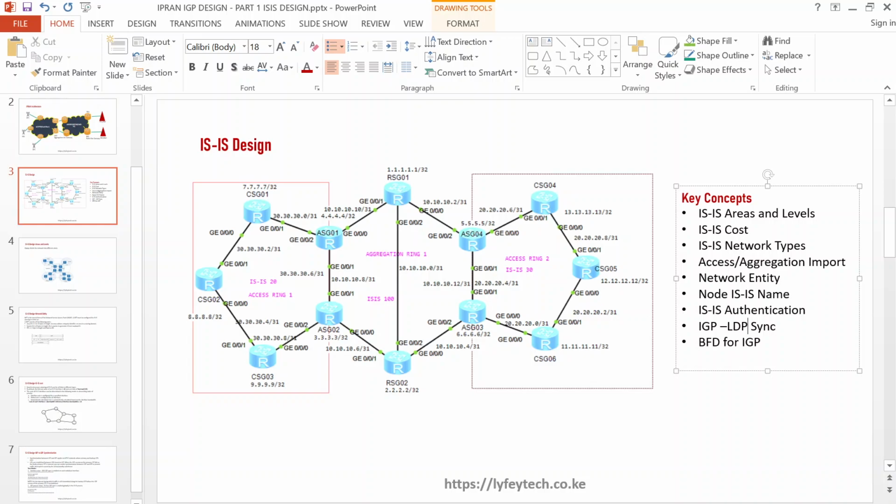In our next video, we'll do a lab on all these concepts so that we can be familiar with how to configure ISIS on an IPRAN network.